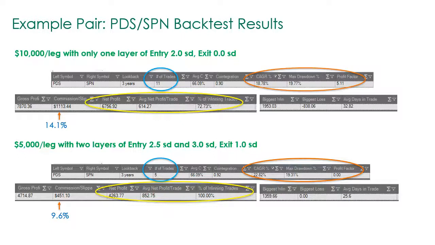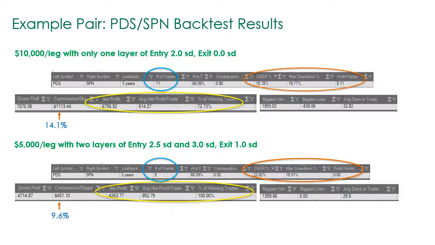So on the first one, $10,000 a leg, 2.0 and 0. You've got 11 trades over those 3 years. You had a compound annual growth rate of about 19%, max drawdown of 20, profit factor of 5, 72.7% winning trades, average net profit a trade of $614, a total net profit of $6,756, and the commissions you paid your broker were about 14.1% of your gross profit. Your average days in trade were about 32. Your biggest win was almost 2,000. Your biggest loss was 800.